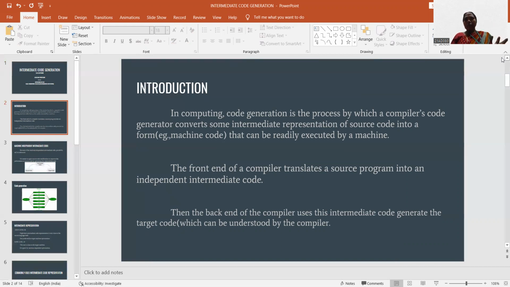In the previous class, we have seen about parsers, lexical analyzer, and the phases of compiler, right? So our fourth phase of the compiler is the intermediate code generation, right? The front end of the compiler translates a source program into an independent intermediate code. Then the back end of the compiler uses this intermediate code and generates the target code, right?